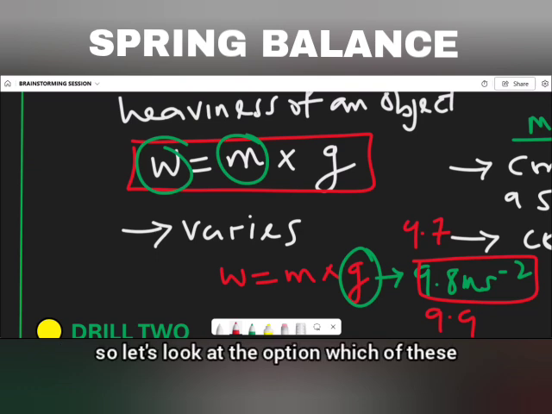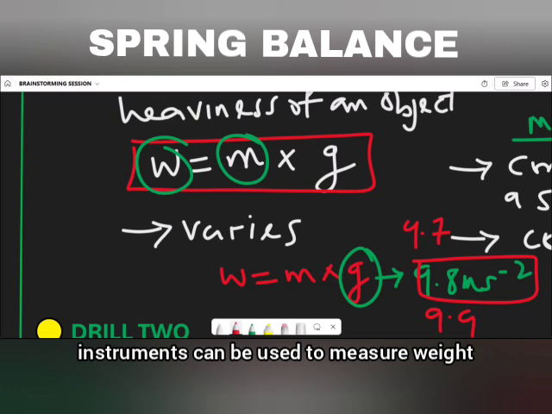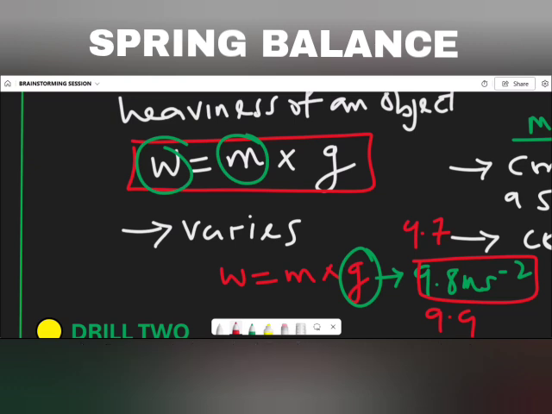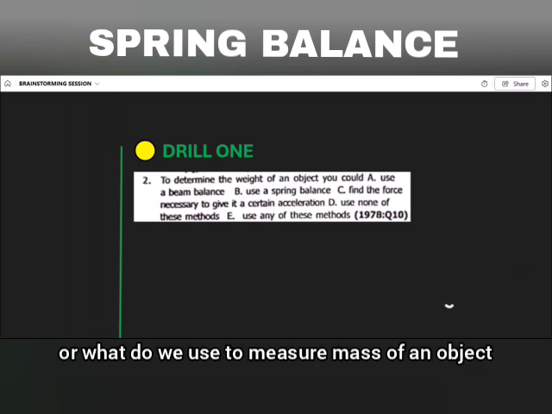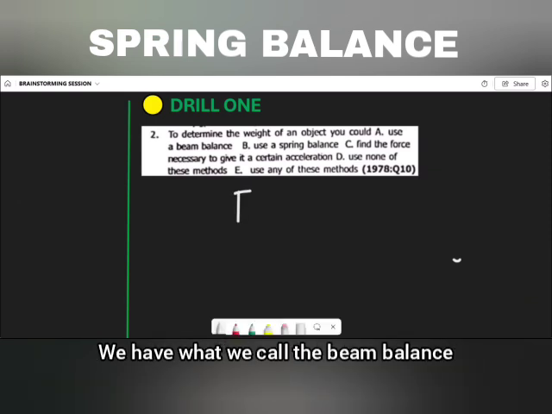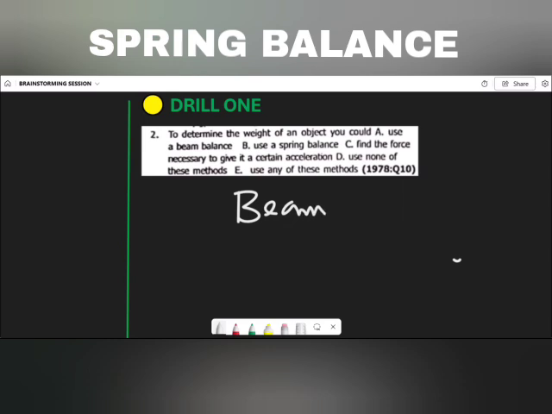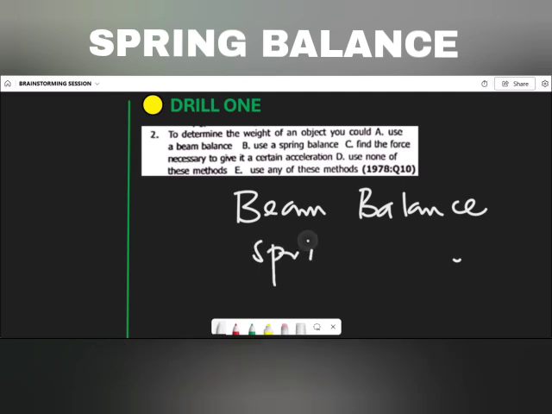So let's look at the option. Which of these instruments can be used to measure weight or can be used to measure mass? Okay, so let's look at the question. What do we use to measure weight, or what do we use to measure mass of an object? There are majorly two kinds of instruments. We call the beam balance and also we call the spring balance.